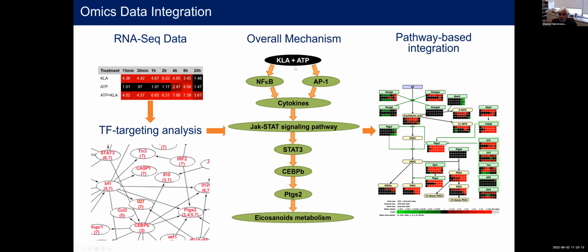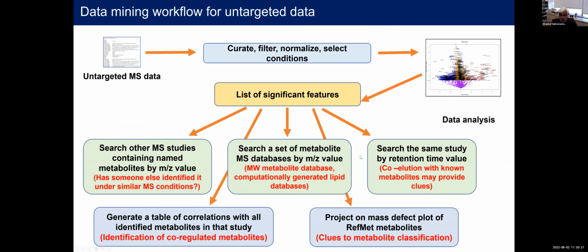Here's what you get at the overall mechanism. Here's the overall mechanism of how this integration provides you with KLA and ATP. You activate not only the NF-kappa B, but the AP1 pathway, giving rise to eicosanoid metabolic changes. So these are the kinds of things you can derive as an end user.